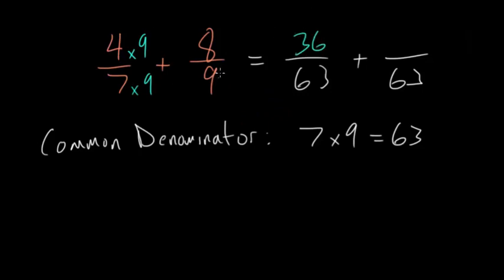And then what did we multiply 9 by to get to 63? And we multiplied by 7. So I'm going to multiply the top and the bottom by 7. And 8 times 7 is 56.